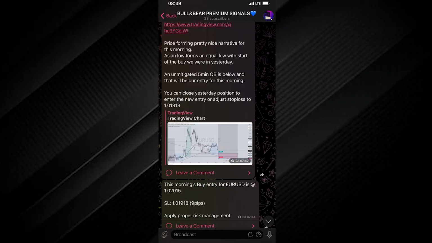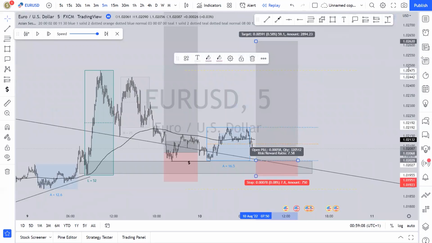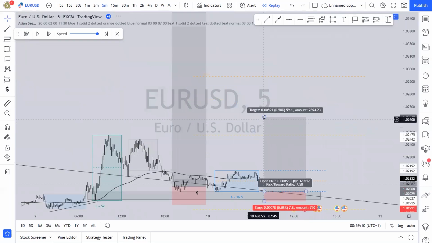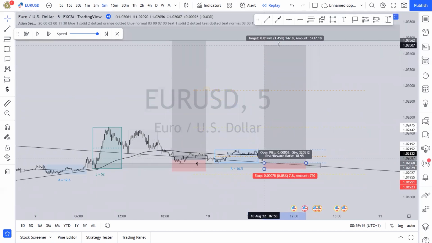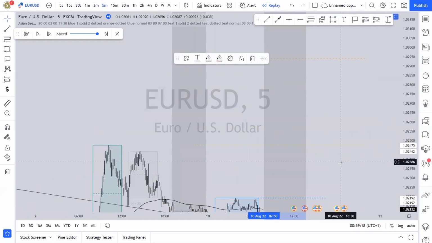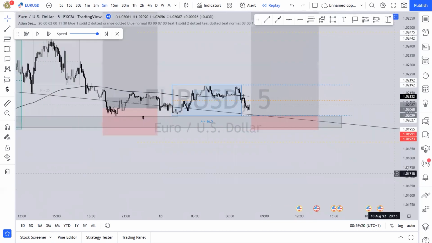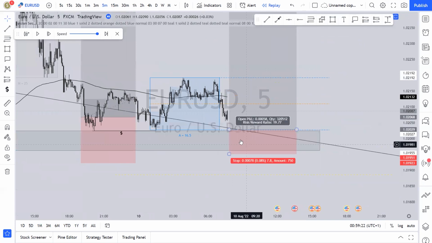and my target definitely was the high. So this was a prime setup. I knew that price was going to mitigate it. And let's see what price actually did. This is what price actually did. So this was just 7 pips stop loss.